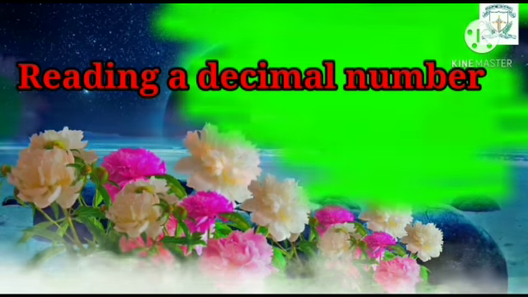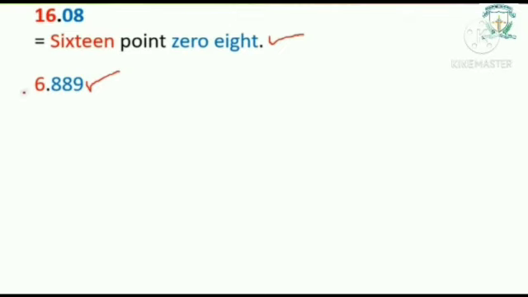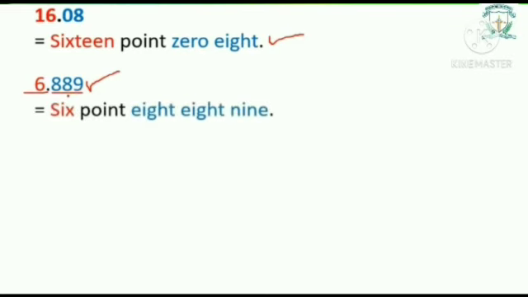Reading a decimal number. Let us learn how to read decimal numbers. 16.08. We read this as 16.08. 6.889. 6 is a whole number part and 889 is a decimal part. We read this as 6.889.